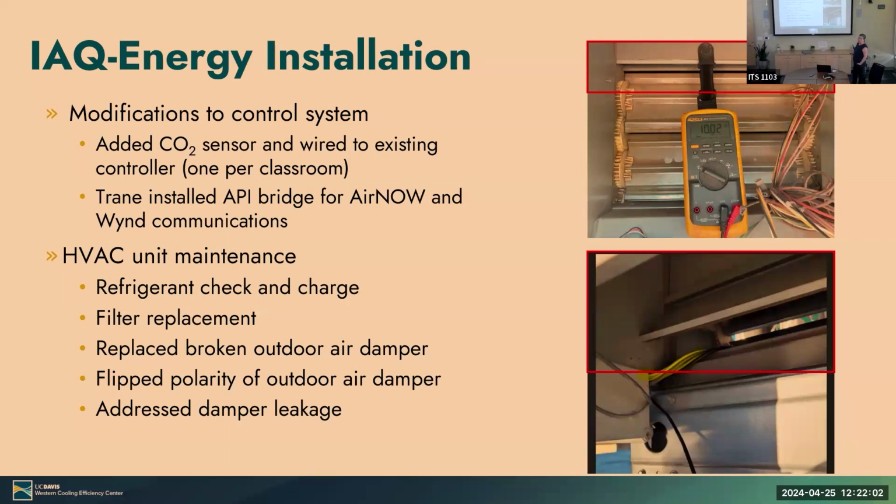We had to do some maintenance. One unit was leaking refrigerant. We had to replace the filters. We found that one of the outdoor air assemblies was broken. The polarity of the outdoor air damper was flipped in the controller, so we thought open was closed and closed was open. And then we had an outside air relief stuck. I just want to let you know that the field is kind of rough. It's great to sit around and model how controls should work, but you really have to get basic maintenance right before you can ever hope to achieve what you want to achieve.